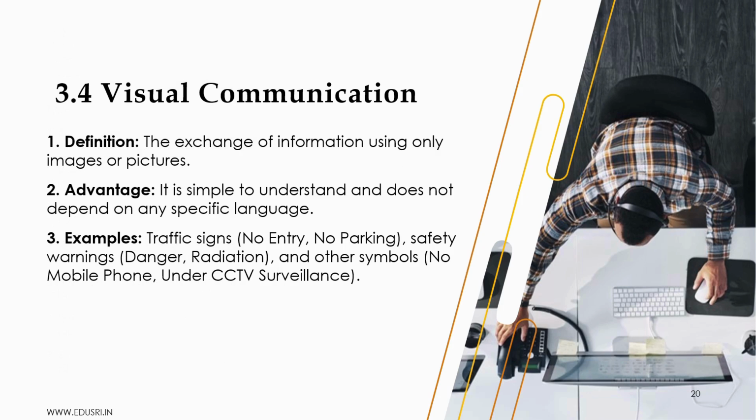Visual communication refers to sharing information through images or pictures without using spoken or written words. Its biggest advantage is that it is easy to understand and works across different languages. Common examples include traffic signs like no entry or no parking, safety warnings such as danger or radiation signs, and everyday symbols like no mobile phone or CCTV surveillance icons.